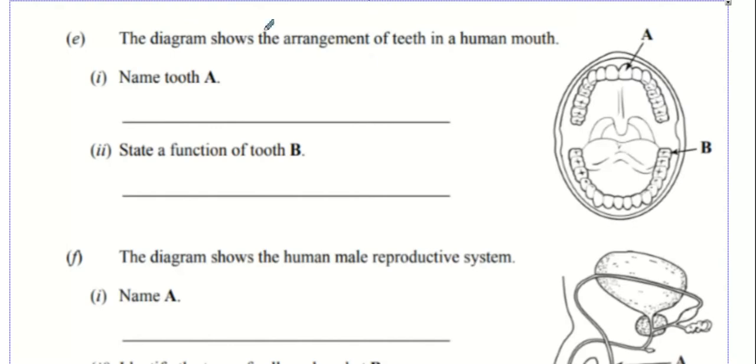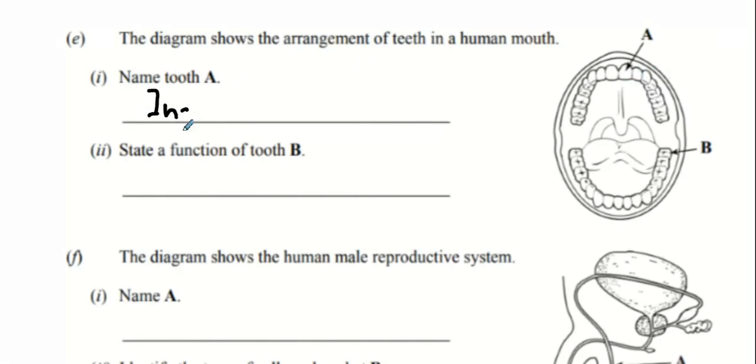Name 2A. I think we have an incisor there. State the function of 2B. 2B is a molar, so it's used to grind and chew food.